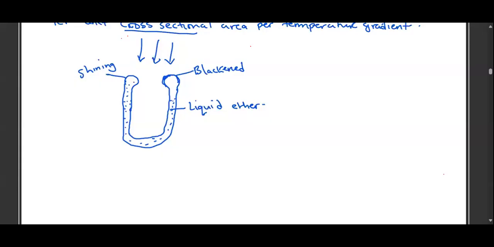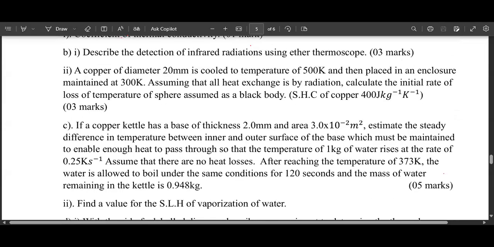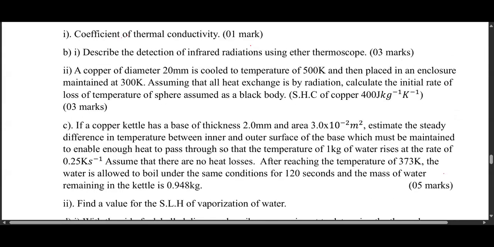Then part two, Roman numeral 2, they are saying a copper sphere of diameter 20 millimeters is cooled to a temperature of 500 kelvins and then placed in an enclosure maintained at 300 kelvins. Assuming that all heat exchange is by radiation, they want us to calculate the initial rate of loss of temperature of the sphere assumed as a black body. Specific heat capacity of the copper is given as 400 joules per kilogram per Kelvin.